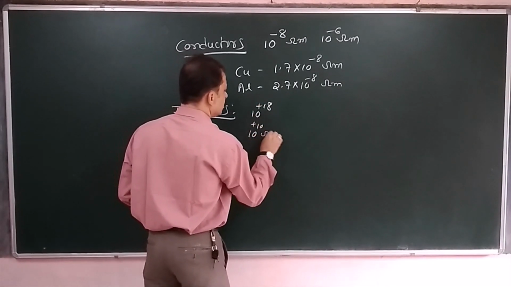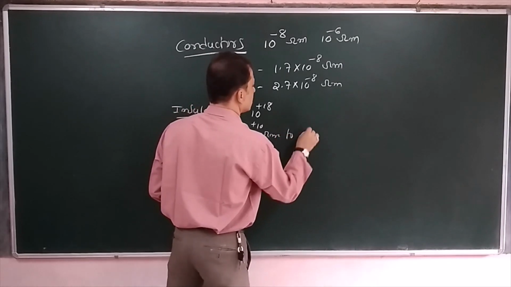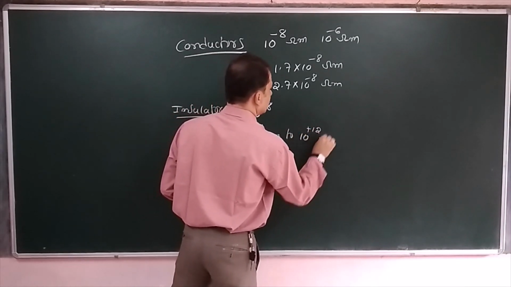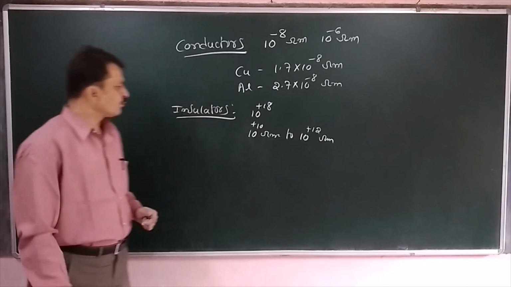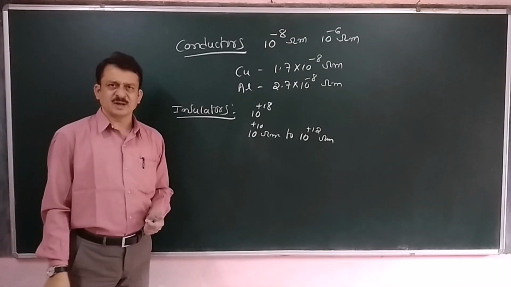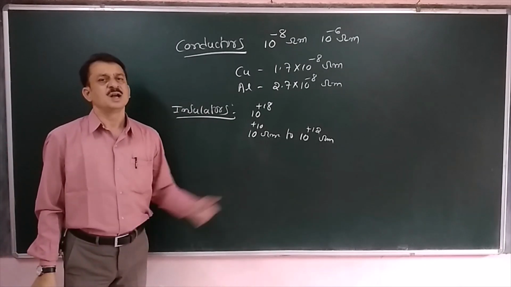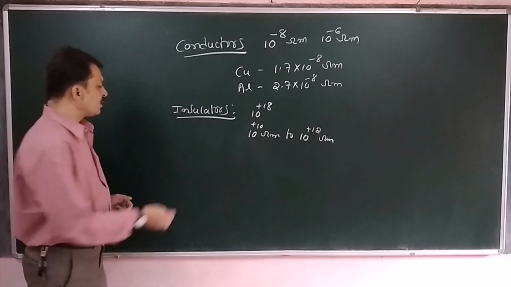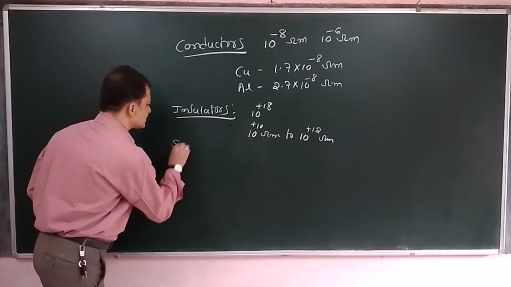The best examples are ceramic, plastic, and rubber. Now another type of materials are there. They are called semiconductors.